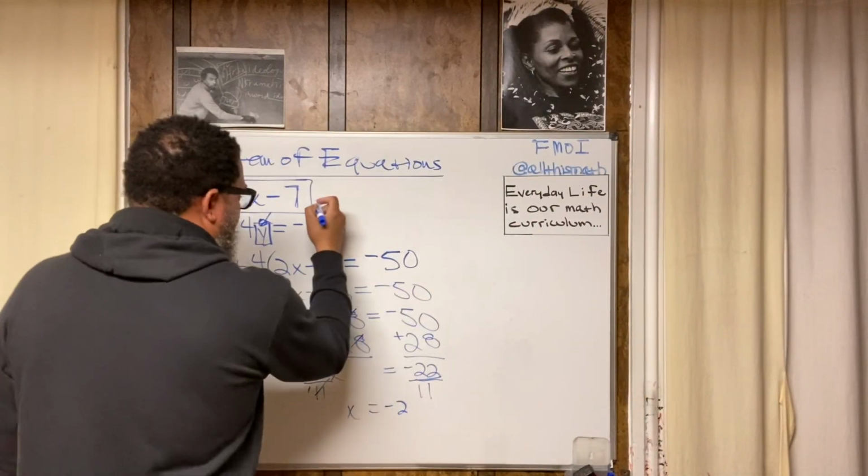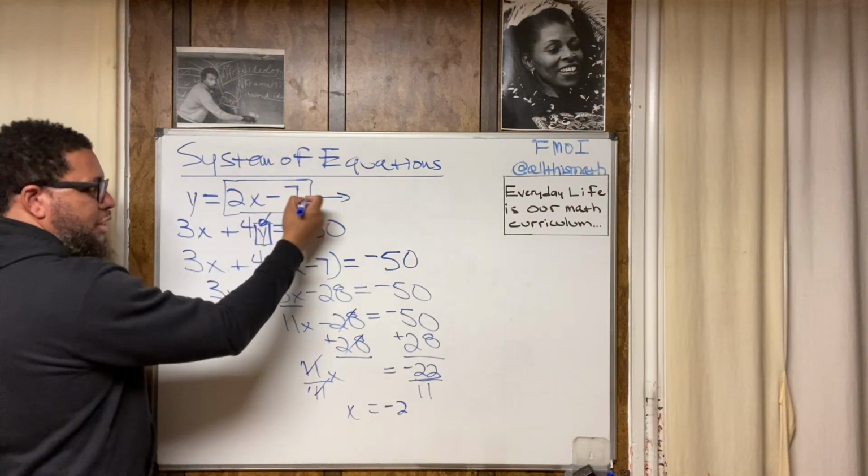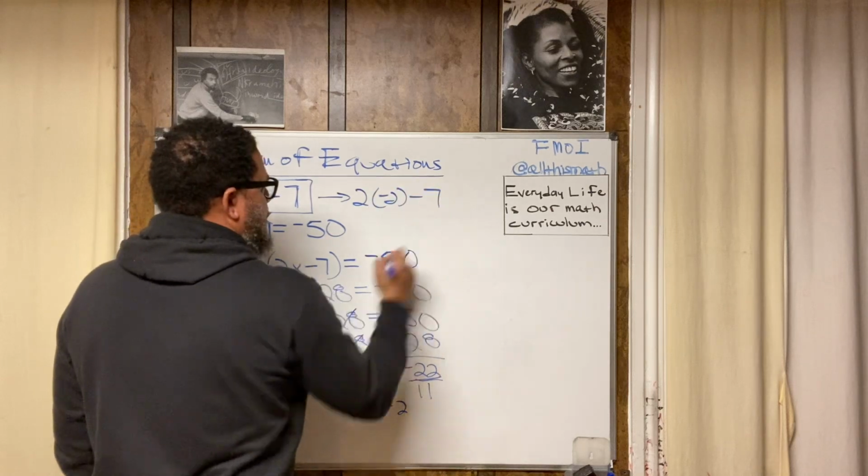Now watch how easy this is. Watch this. So y is equal to 2 times whatever x is minus 7. So that means I'm doing 2 times negative 2 minus 7.